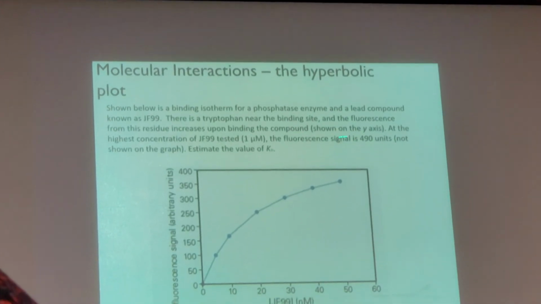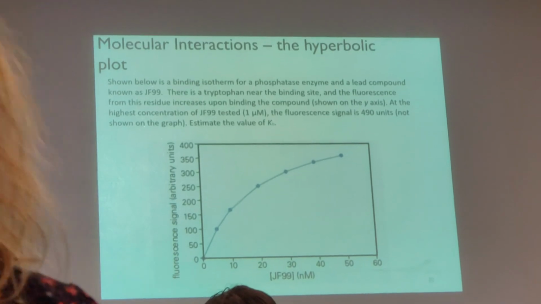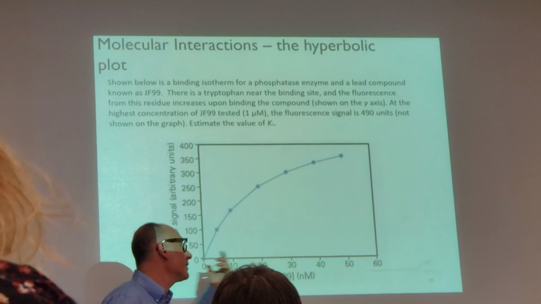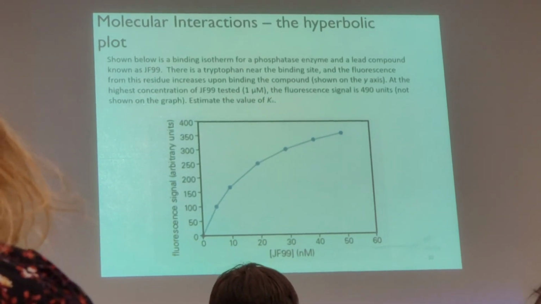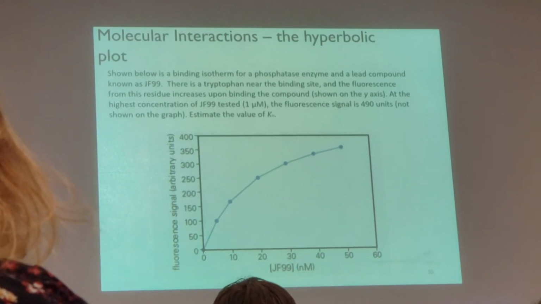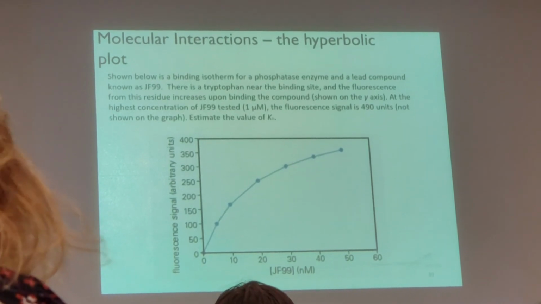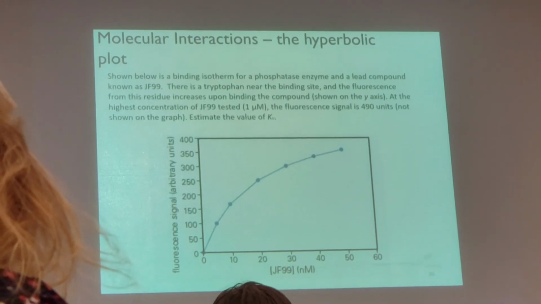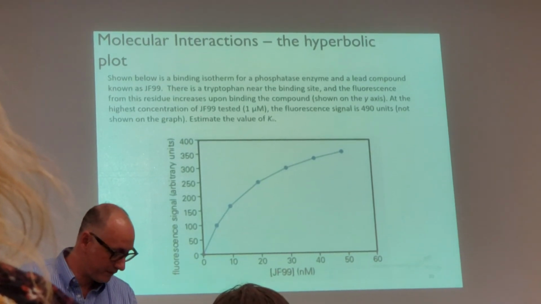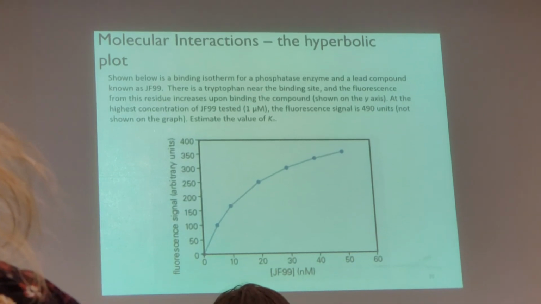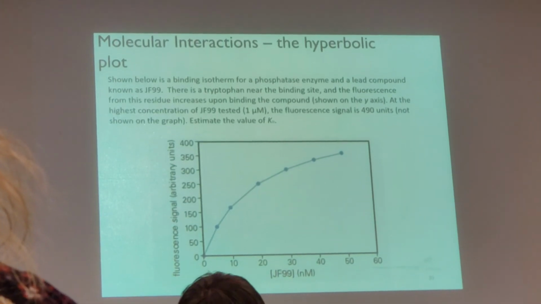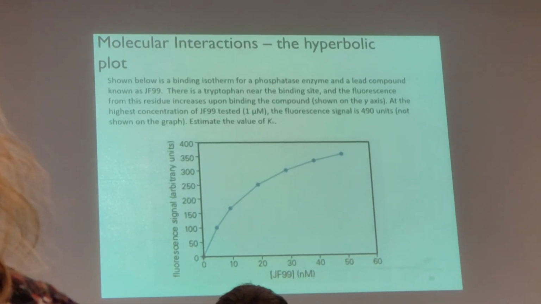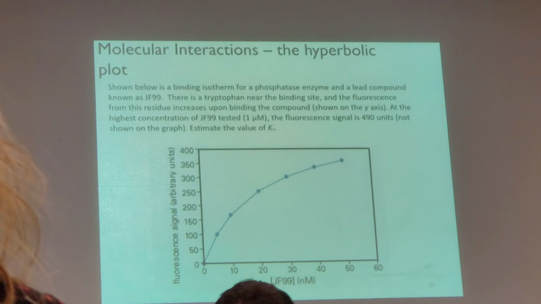What it says is, at the highest concentration of JF99 tested, which is 1 micromolar, notice that this is in nanomolar, so 1 micromolar is probably across the room. At its max, it's about 490 units. All right, what's the KD? What do we think? What's the dissociation constant?